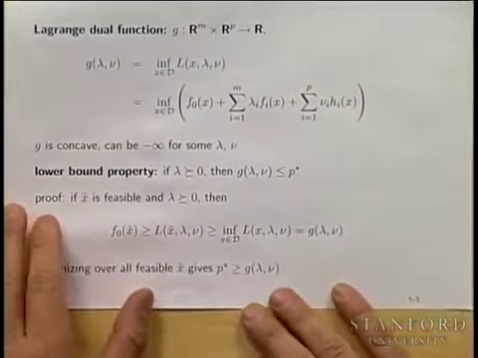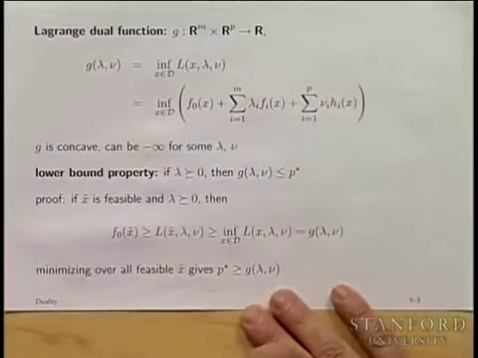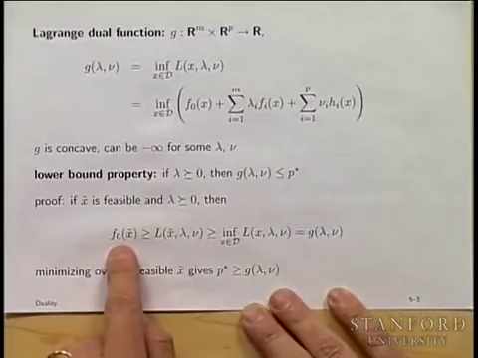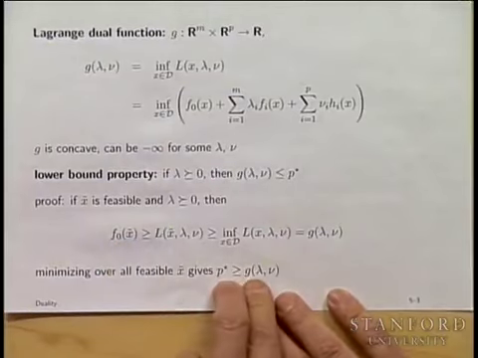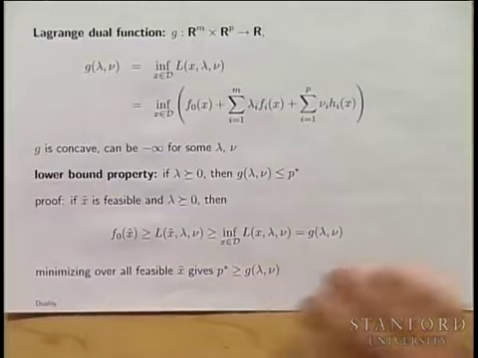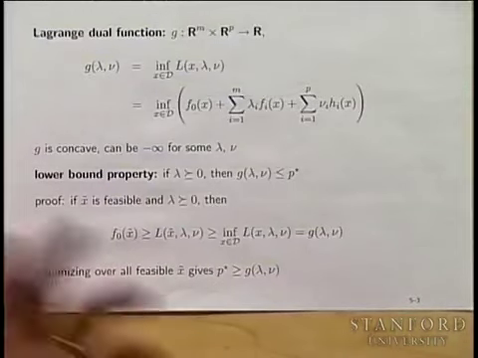Now, if you then infimize this over x, then obviously it's less than or equal to f0 of x tilde. This is true for any feasible x tilde, and there's no conclusion possible other than this. So if you can evaluate this Lagrange dual function, you get a lower bound, period. So let's look at some examples.